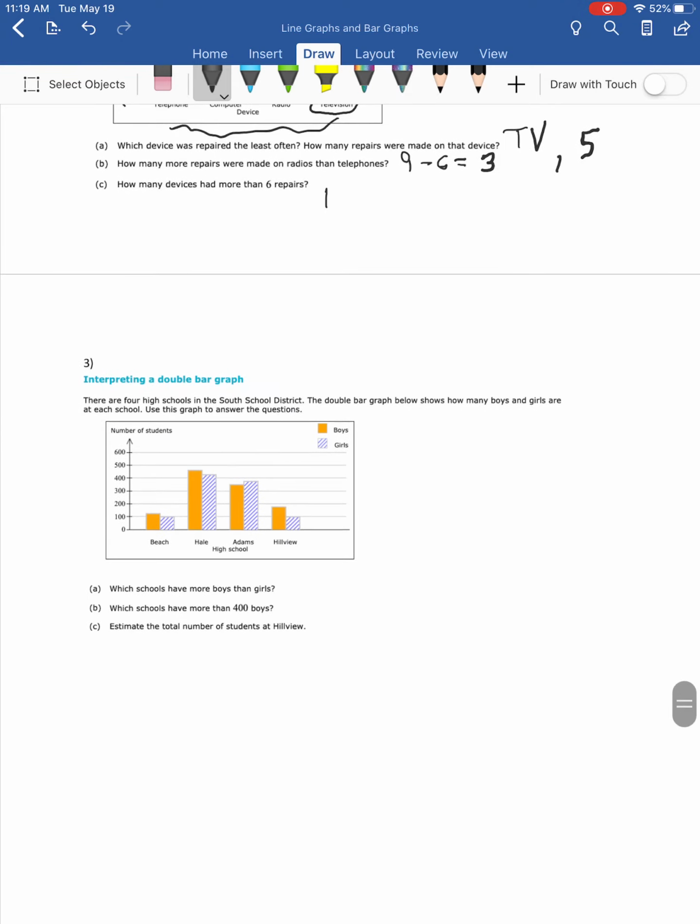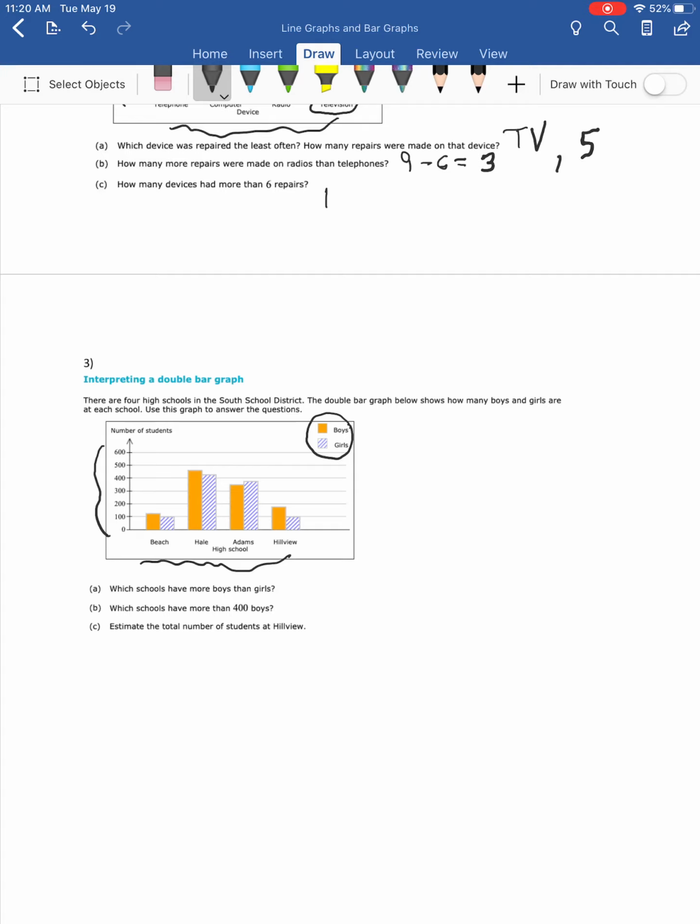Okay, last, double bar graphs. So double bar graph, you have the back-to-back. You have boys back-to-back with girls. The orange represents boys, and the blue represents girls, which it tells you in the key of the graph. So there are 4 high schools in the South School District. The high school names are over here. And on the vertical axis, it tells you how many students are of each gender.